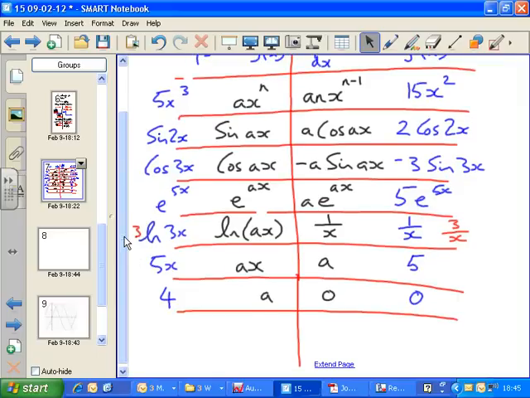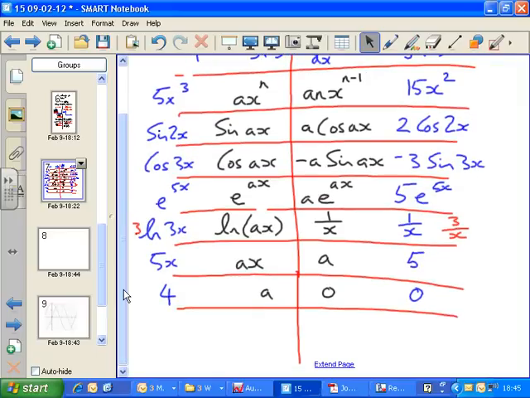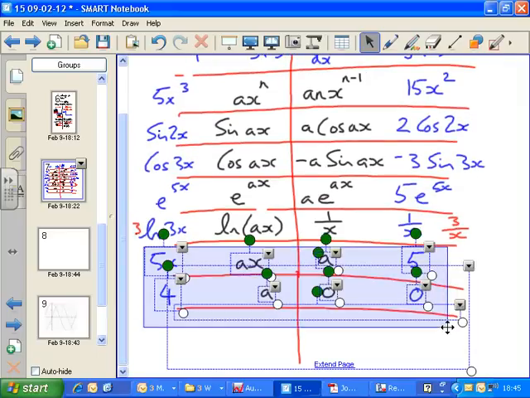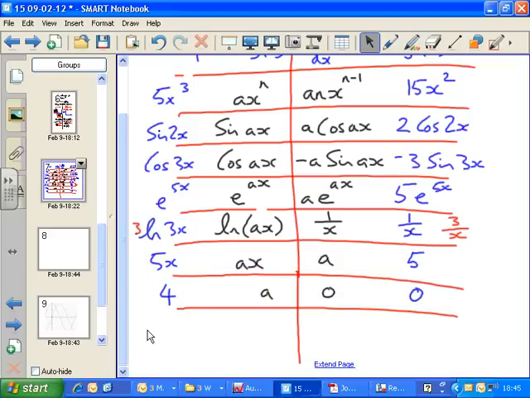But it probably wouldn't include things like these special cases at the bottom. You're expected to remember them, okay? But I put them on so that they don't trip you up to start off with. So let's have a look at some examples and talk about what this tells us again.